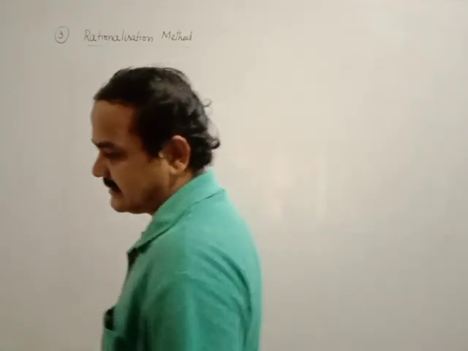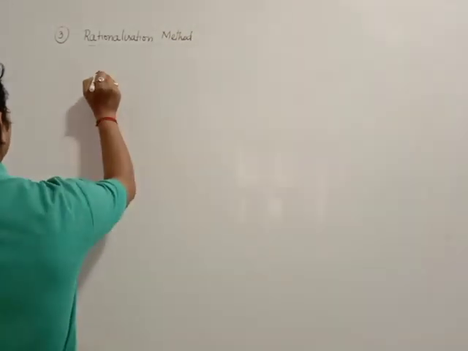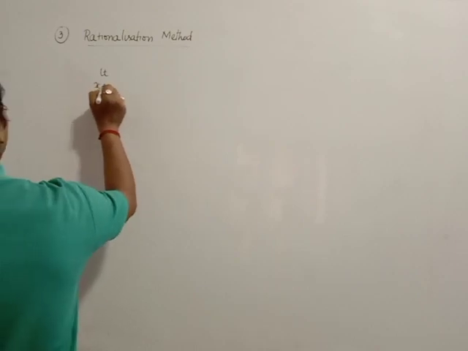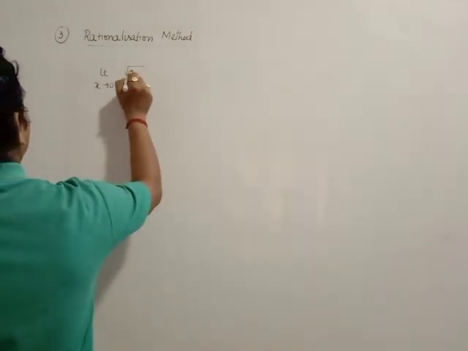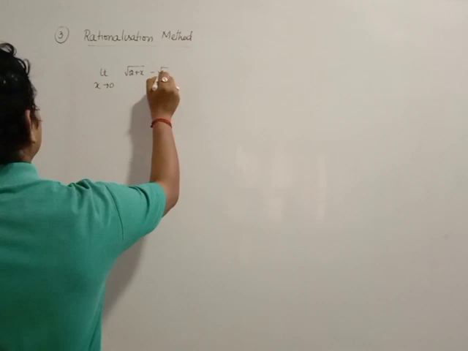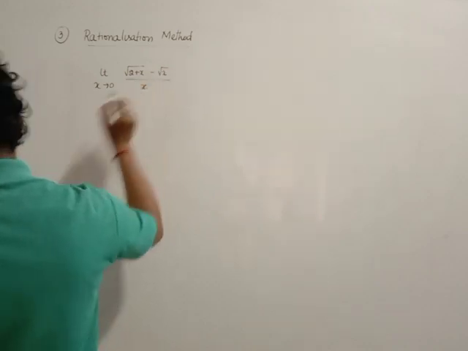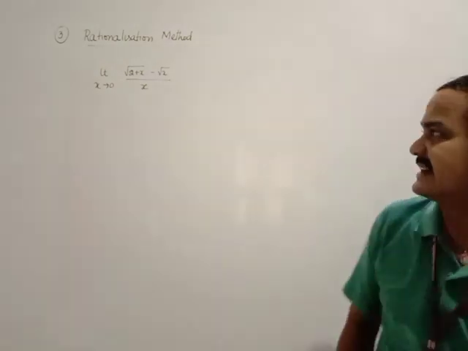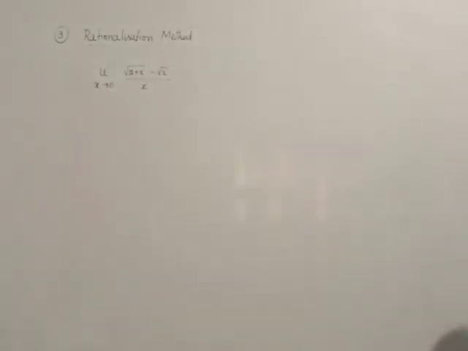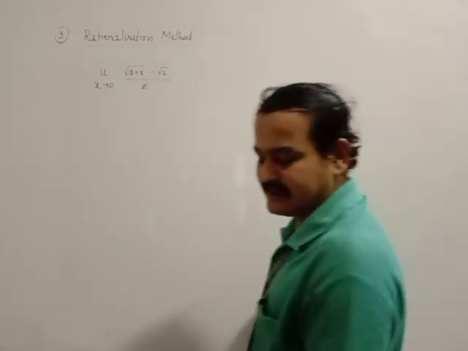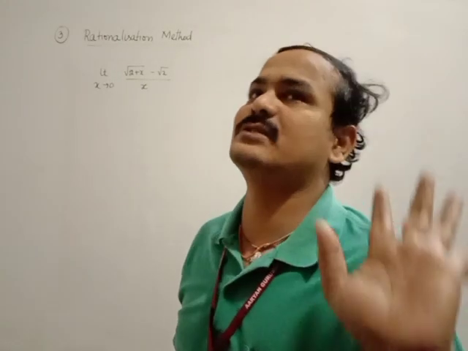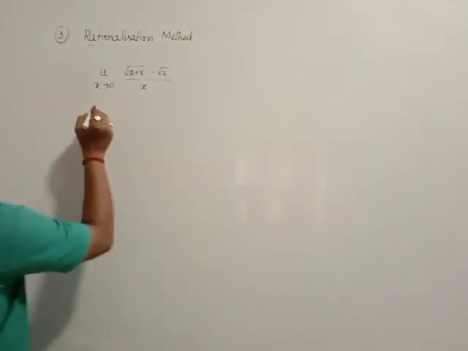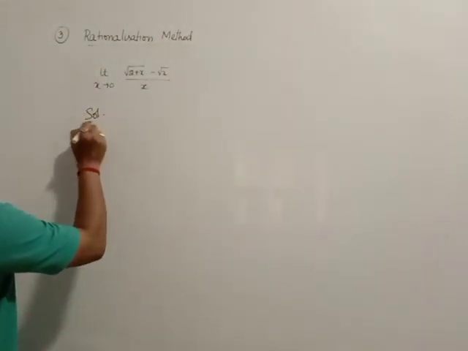Now see, I have written the question: limit x tends to 0, root over 2 plus x minus root 2, by x. This is the question. In this question, the numerator has square roots, so for simplification, first of all, let us solve it.